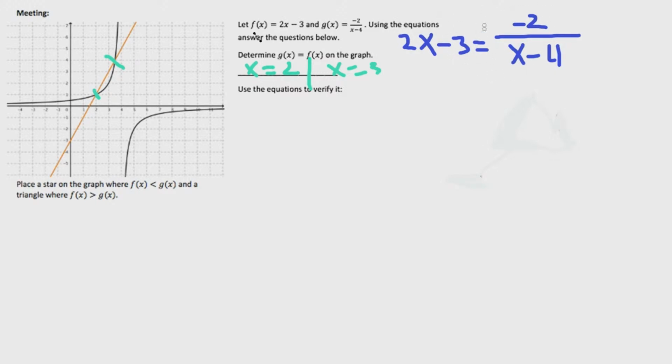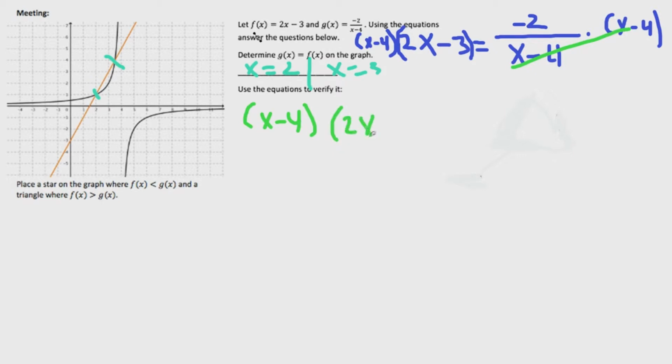Now we want to solve this, right? Remember, our general rule of thumb when we solve equations is we don't want anything on the bottom. So let's multiply both sides by x minus 4 here and x minus 4 here. I'm going to write it very small, like such. I'm going to go ahead and put a set of parentheses over here, okay? Now what are we going to get? Well, these are going to cancel, and I got right here x minus 4 times 2x minus 3 is equal to negative 2.